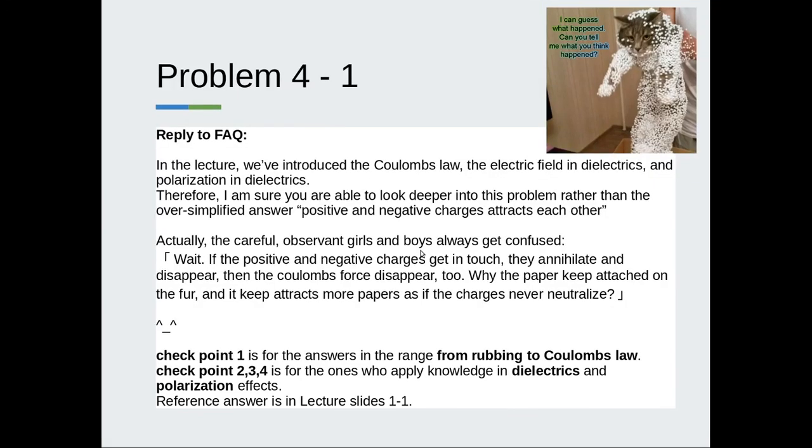So, Coulomb's law, I think this is more or less common sense and everybody knows it. But I'm sure we learned dielectrics, we learned polarization, and we learned how polarization changes the electric field in dielectrics in the lectures. So I'm sure you can go deeper into this problem. And actually, maybe you can ask yourself.